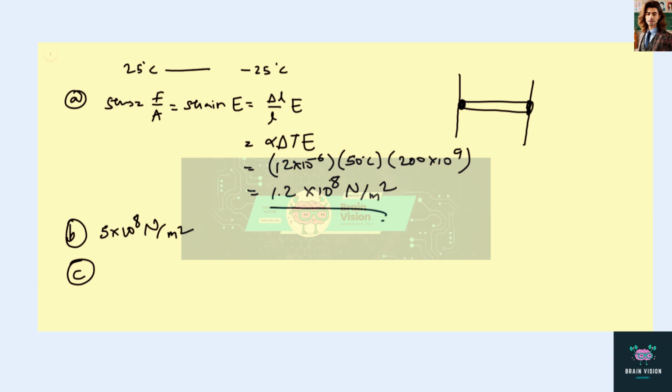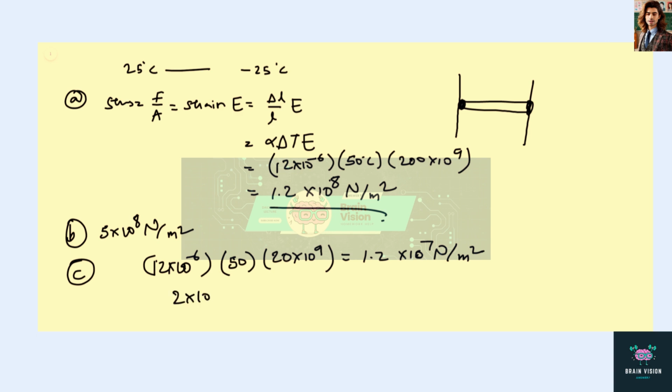For part C, though, we consider a concrete rod for which alpha delta T E would be, alpha would be the same, 12 into 10 power minus 6 times delta T, which is obviously 50, but our elastic coefficient is 20 into 10 power 9, which gives us 1.2 into 10 power 7 Newton per meter square, 10 times smaller tensile stress. But the ultimate tensile strength for concrete is only 2 into 10 power 6 Newton per meter square, which means in this case, the system will break.